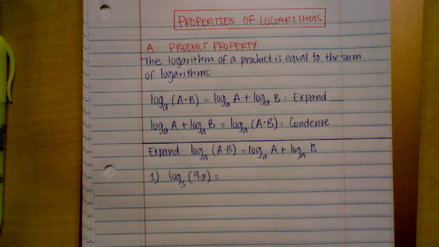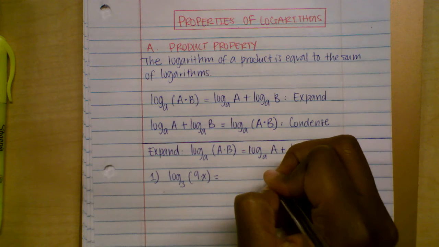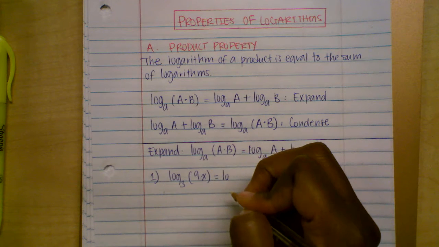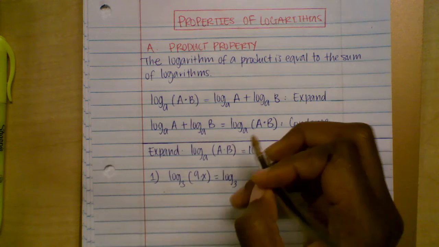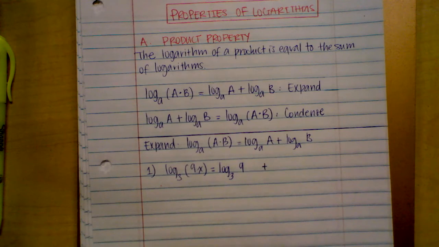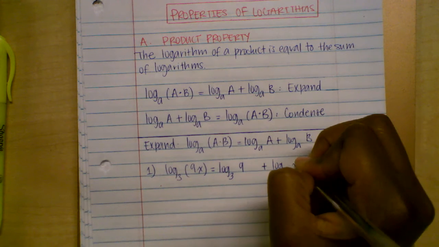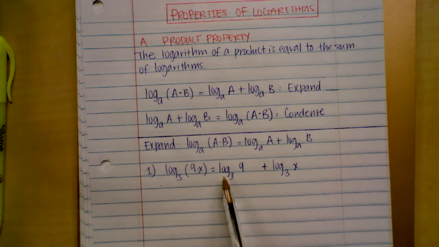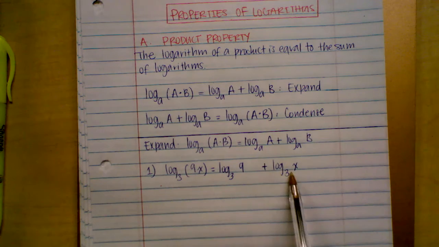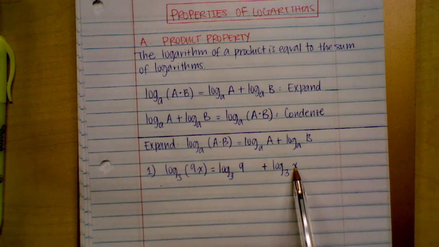I can split that into two logs, and when I split that into two logs, it's going to be the sum. So I'm going to start first with log base 3 of 9, plus log base 3 of x. The way you want to read it, you start with log, and then you say base 3, because the number at the bottom of the log represents the base. And then you say log base 3 of 9. And here you read log base 3 of x.